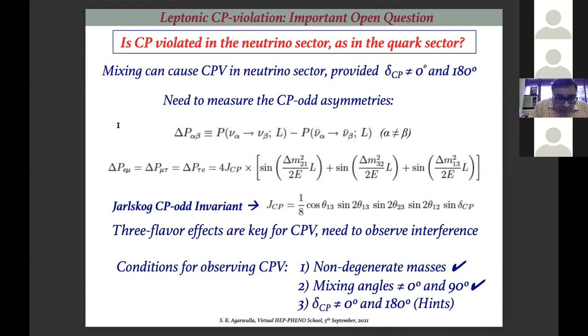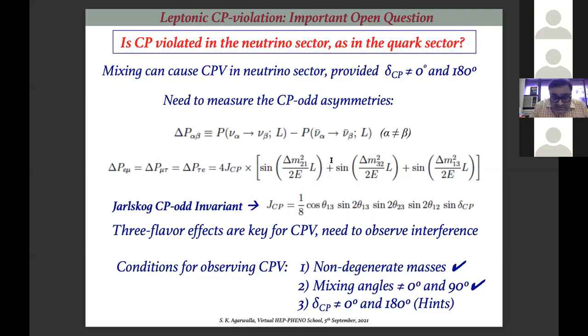So if you write down the expression for CP odd asymmetry, what you have is 4 times the Jarlskog CP odd invariant. And what is that? This is basically the product of all the mixing angle sine and cosine terms. Now you see, this J_CP has sine of theta 1-3, theta 2-3 and theta 1-2. So it again tells you that if any one of the mixing angles would have been 0 in nature, your job is over. The J_CP is 0 and this CP odd asymmetry will be 0.